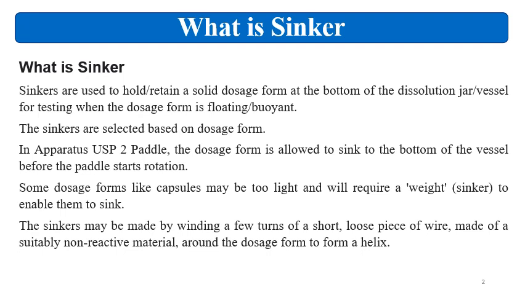So the sinker may be made by winding a few turns of a short loose piece of wire made of a suitably non-reactive material, generally stainless steel wire. So that wire is taken and winding is done for few turns around the dosage form to form a helix like a spring, and then the formulation is inserted into that spring like winding of few turns of a wire, and it will be taken for the dissolution testing. So that is the sinker.